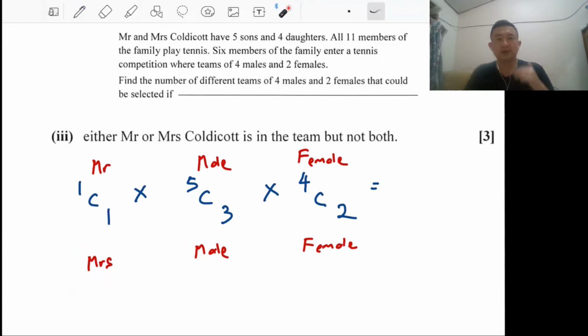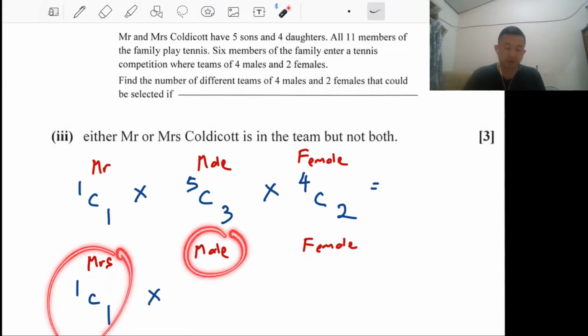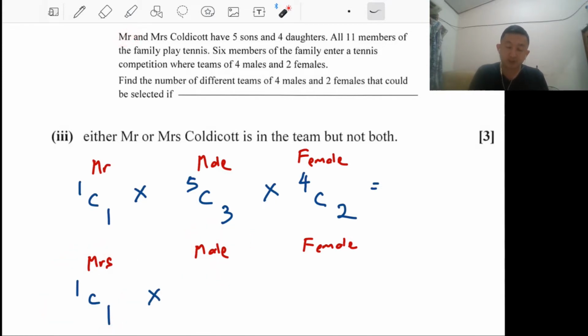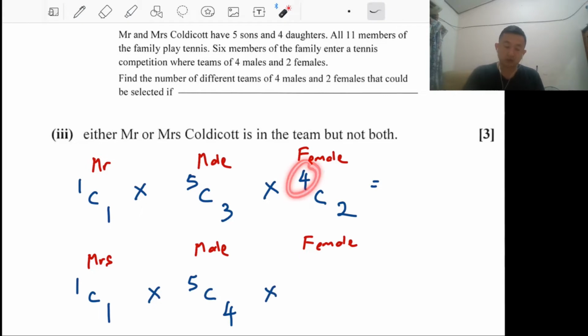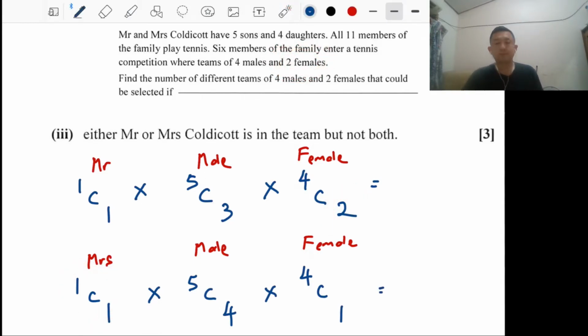Same thing here. If you go for case number 2, you go for the mom, not the dad, then it will be 1C1. Multiply with the male. Since the mom is included, the dad should be excluded. So the dad is excluded, we're only considering the 5 sons. But out of these 5 sons, it's no longer 3 male, because we need 4 male in total and the dad is not included, so there are 4 male. Right? It's not 3, it's 4. So it's different now. That's why we need to separate out. So 5C4. And then the last one is the daughters. We have 4 daughters, so we have 4. But we don't go for 2 female, because we have the mom included, so we need 1 more. So 4C1. That's the idea.